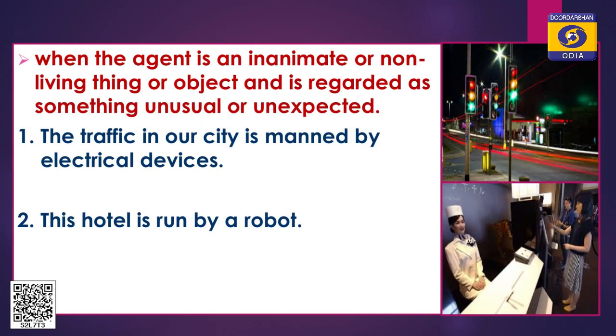When the agent is an inanimate or non-living thing or object and is regarded as something unusual or unexpected, for example, the traffic in our city is manned by electrical devices, we have to use the by agent, right. This hotel is run by a robot, right. So, when the agent is an inanimate or non-living thing, then we have to use the by agent, right.